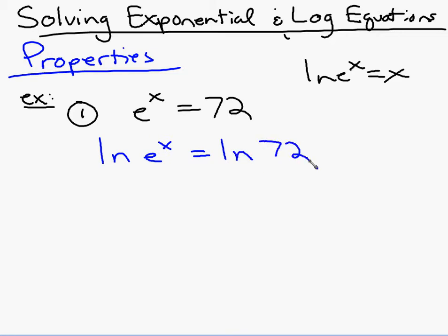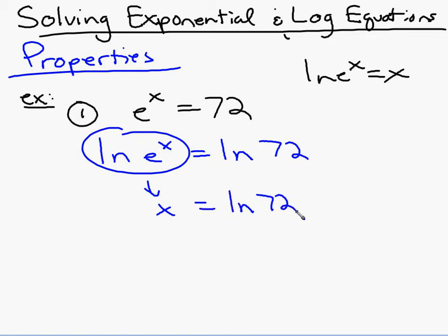That is a legal algebra step, to take the natural log of both sides. Now look how easy this is. What's the natural log of e to the x? X, right? This problem is done. X equals the natural log of 72. The natural log of 72 is just a decimal. Of course, you can use your calculator and find out what that is. I'll just do it real quick. The natural log of 72 is 4.28. So there are some problems tonight that will be pretty easy like that. Let's keep going.